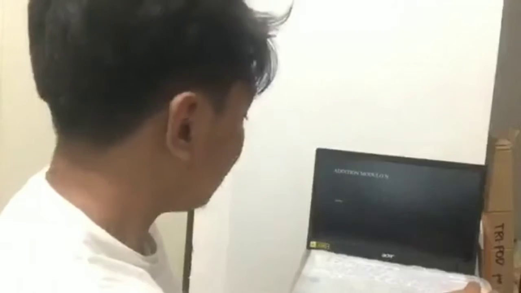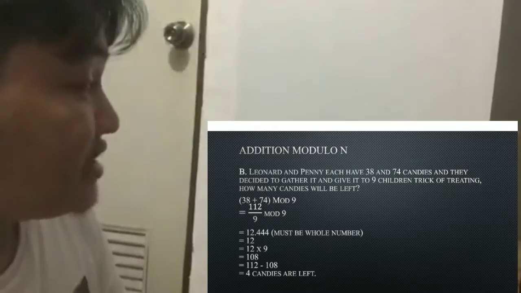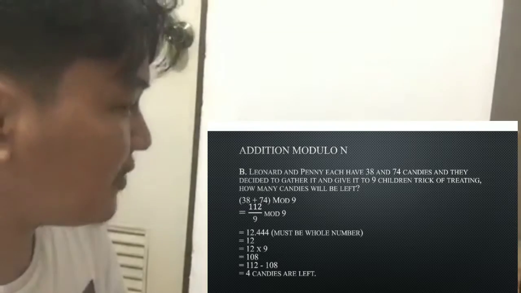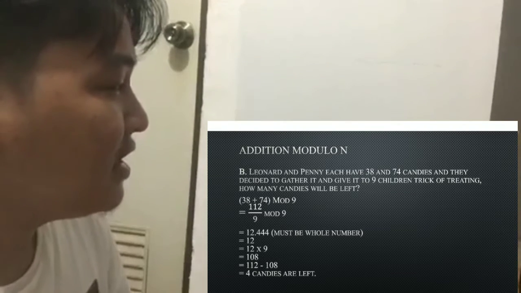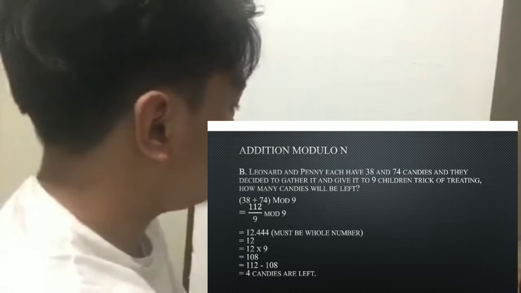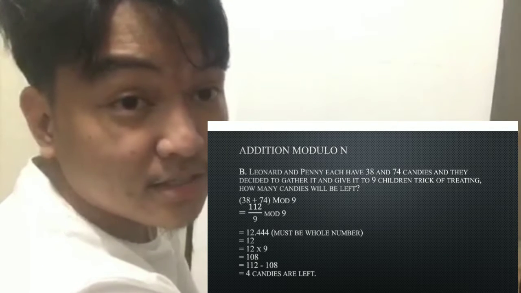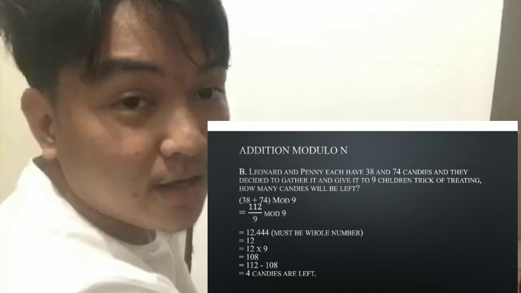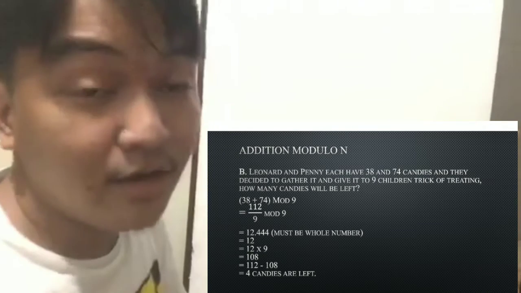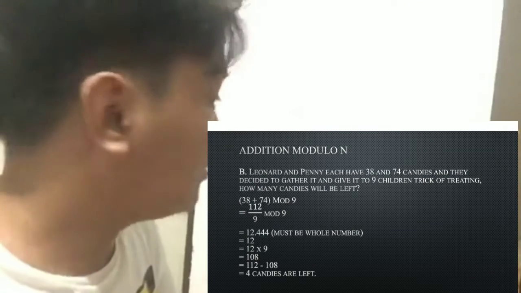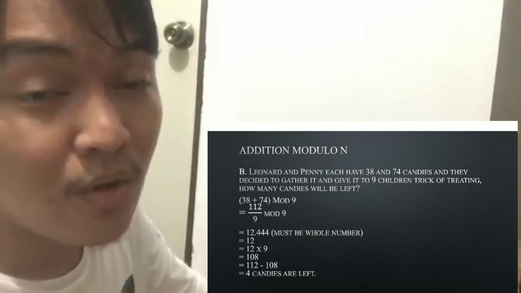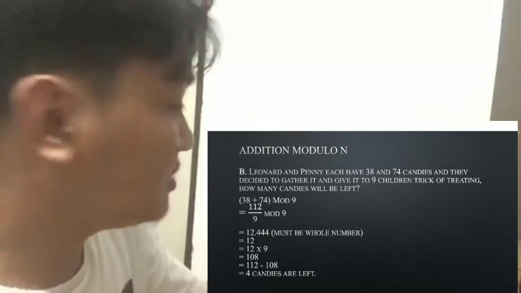For the next example, Leonard and Penny each have 38 and 74 candies, and they decided to gather them up and give them to 9 children trick or treating. How many candies will be left? So, the A and B here are 38 and 74, and the mod is 9. Like earlier, we must add A and B. So, 38 plus 74 is equal to 112. So, 112 divided by 9.